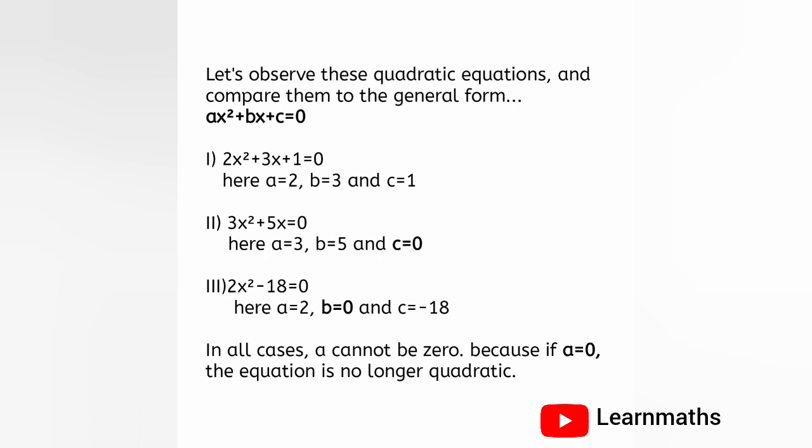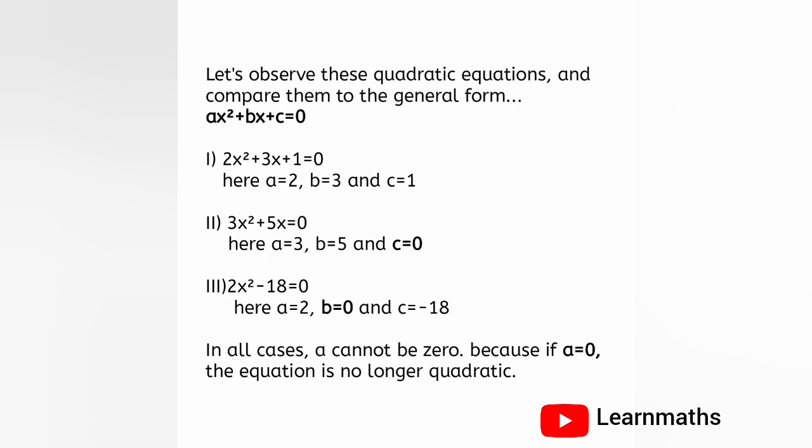Alright, so moving further, let's observe these quadratic equations and compare them to the general form of a quadratic equation, which happens to be ax squared plus bx plus c equal to 0. Now the first quadratic equation we have here, as you can see, it's 2x squared plus 3x plus 1 equal to 0. Now if you compare this first quadratic equation to the general form, you observe that the position of a is taken by 2, so a is 2, right? And b is 3, c is 1, right? b is the number close to x, a is the number close to x squared. That's how you identify them.